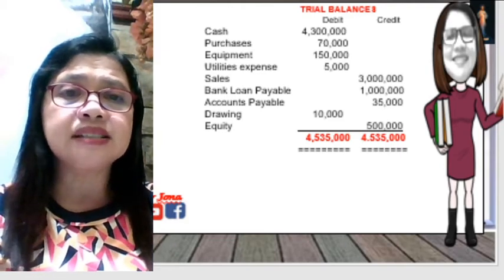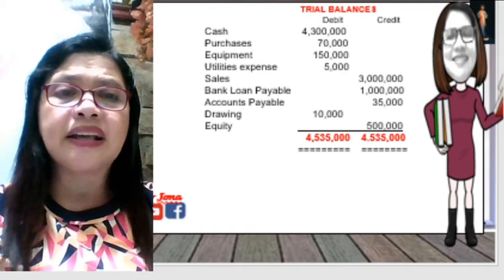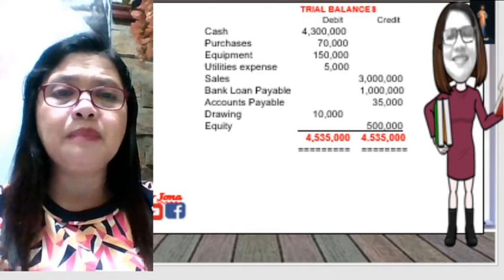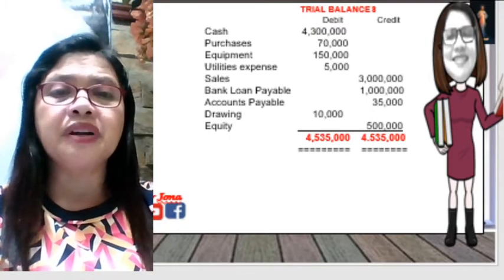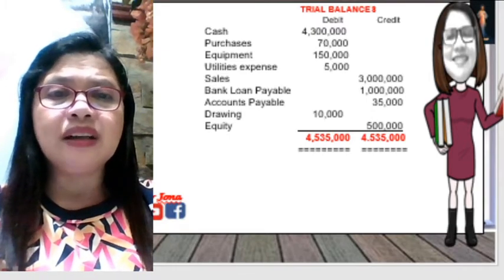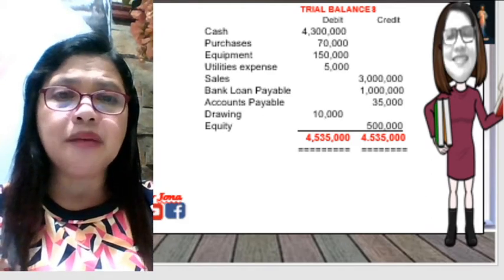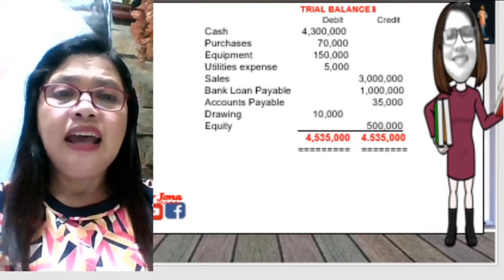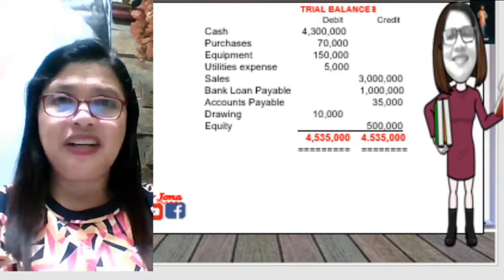So in this case, our debit accounts are cash, purchases, equipment, utilities expense, and the drawing account. And for our credit balances, we have the sales, the bank loan payable, the accounts payable, and the equity. And notice also that your debit always equals the credit.